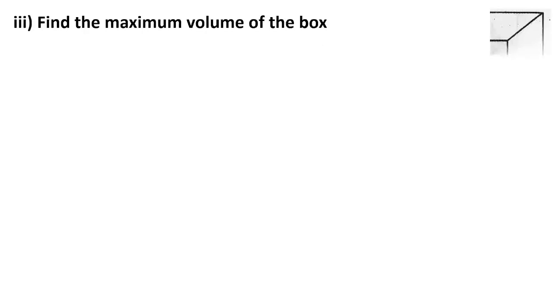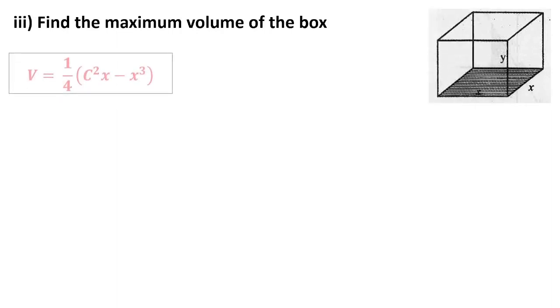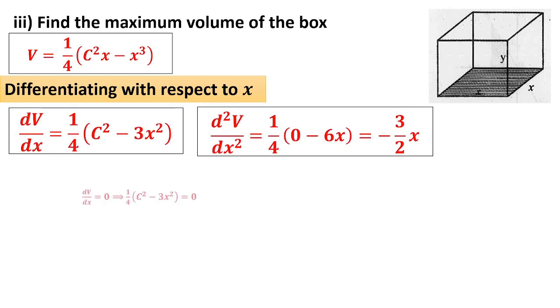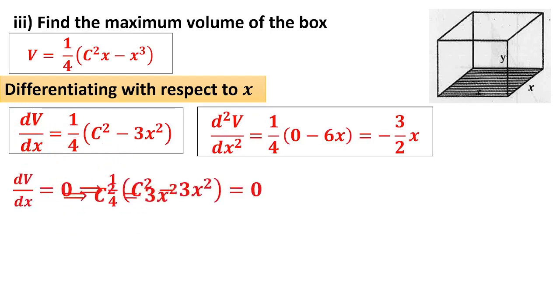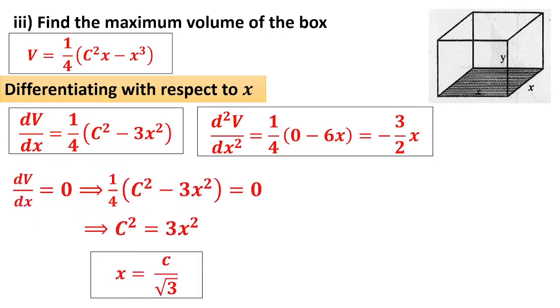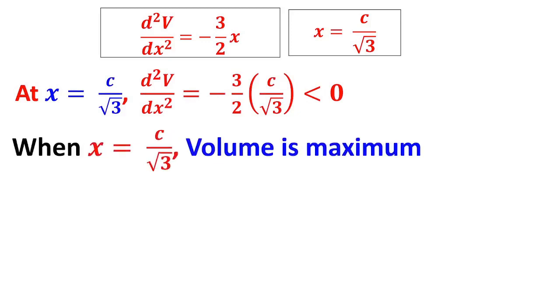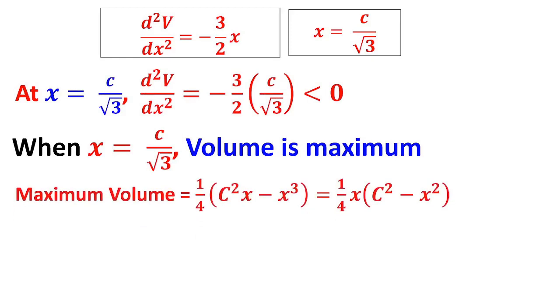Now find the maximum volume. For that we have to use the derivative test. Differentiating it, I am equating it to 0. I am getting x as c by root 3. When x is c by root 3, the second derivative is less than 0. Therefore, volume is maximum when x is equal to c by root 3.